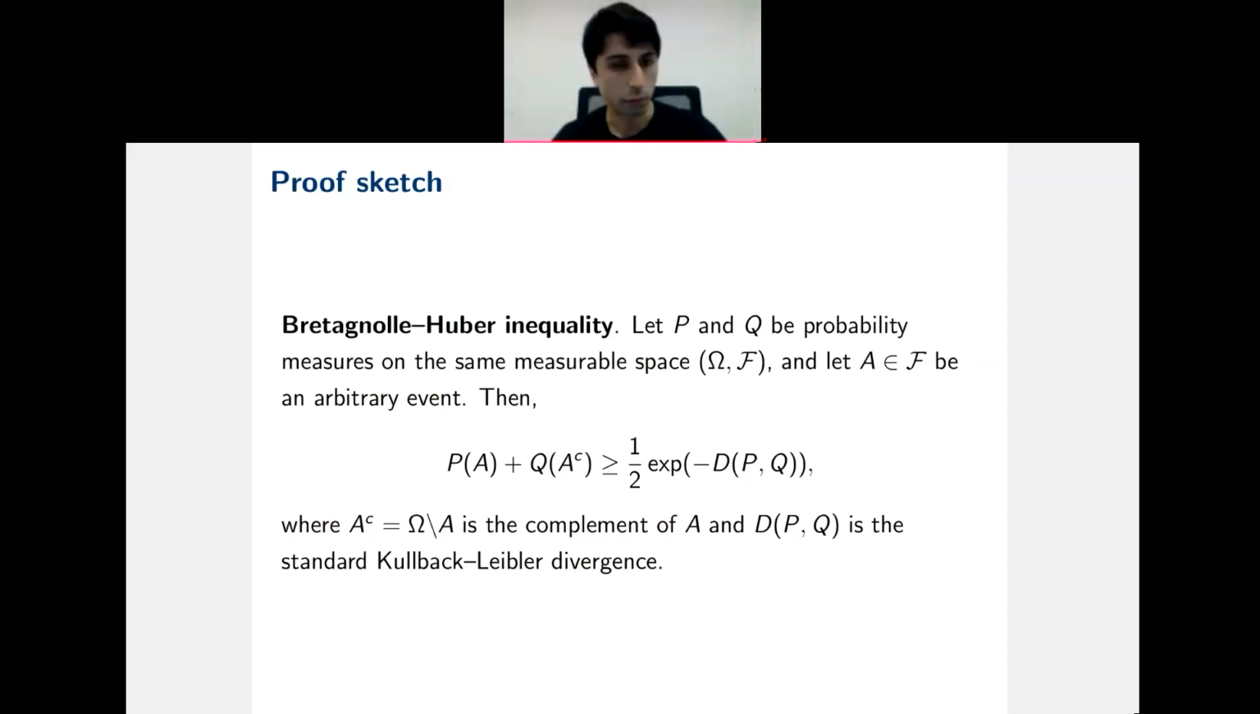For the proof of the lower bounds, we use the Bretagnolle-Huber inequality, which tells us the following: if we have two probability measures, P and Q, on the same space, and an arbitrary event A on this space, then P of A plus Q of the complement of this event is always greater than 1/2 of the exponential of minus the divergence of these two probability measures, where the divergence is just the standard Kullback-Leibler divergence, so the classical divergence.